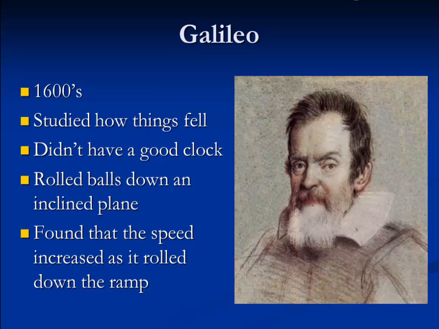So Galileo, in the 1600s, studied how things fell. He didn't have a good clock, so he didn't have a really good stopwatch or anything like that. He basically just rolled balls down an incline, and he found the speed increased as he rolled it down the ramp. So from the starting point to the middle point to the end, the ball constantly increased.